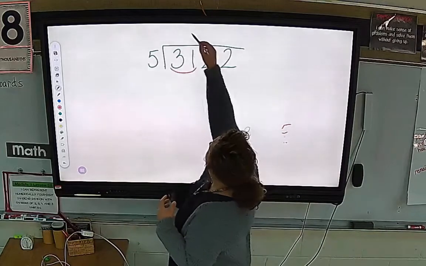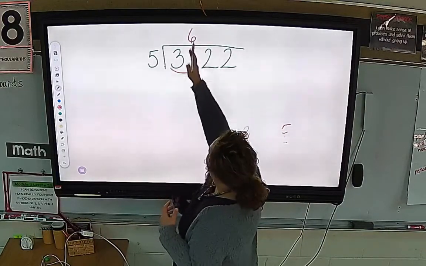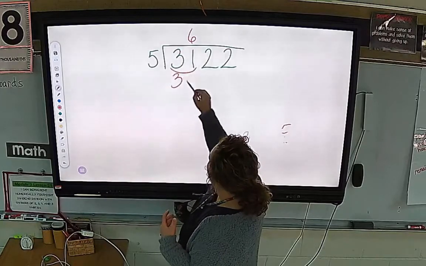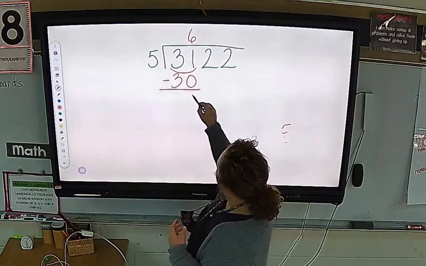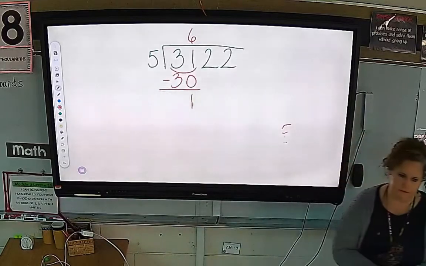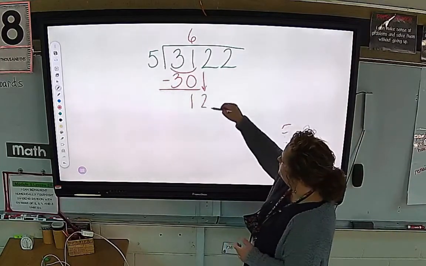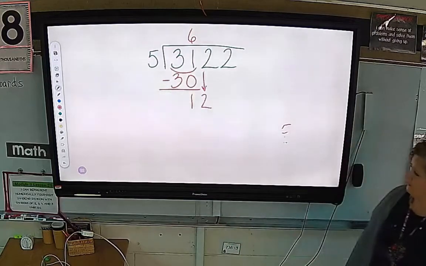30. Okay. So I'm going to put my 6 here above the ones place in 31. 5 times 6 is 30. I'm going to subtract that and get 1. Bring down the next digit. Okay, Bailey, how many 5s can I get out of 12?